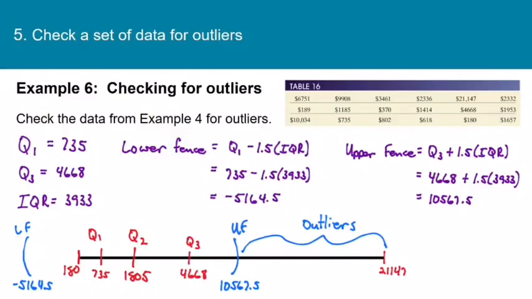So now our job is to look through this data set and see if we see any other numbers besides this 21,147 that are outside the upper fence. So I'm looking for anything bigger than 10,567. And I see a 10,000 there, but that 10,034 is just inside the upper fence. And I don't really see any other values that are outside the upper fence except the one we already had, which is that 21,147. So our only outlier is that 21,147.